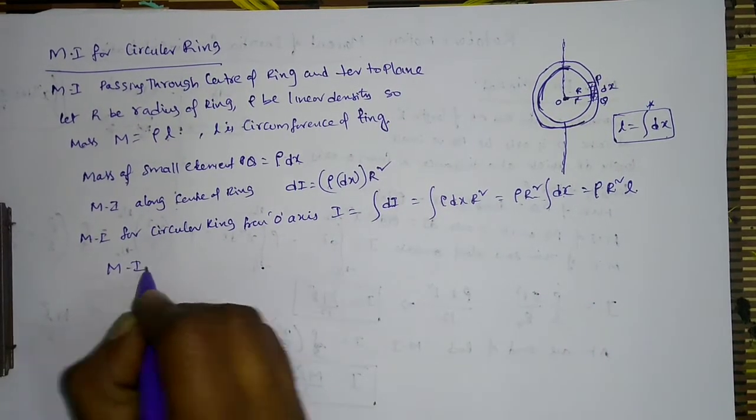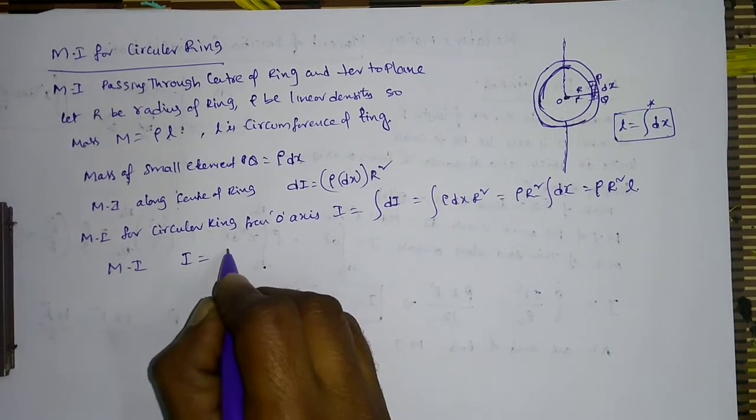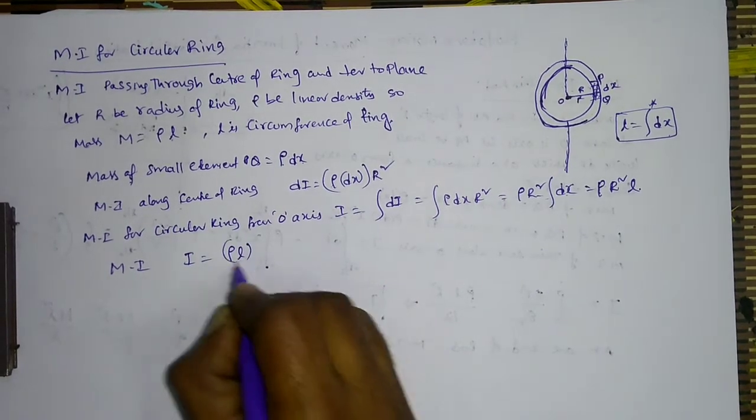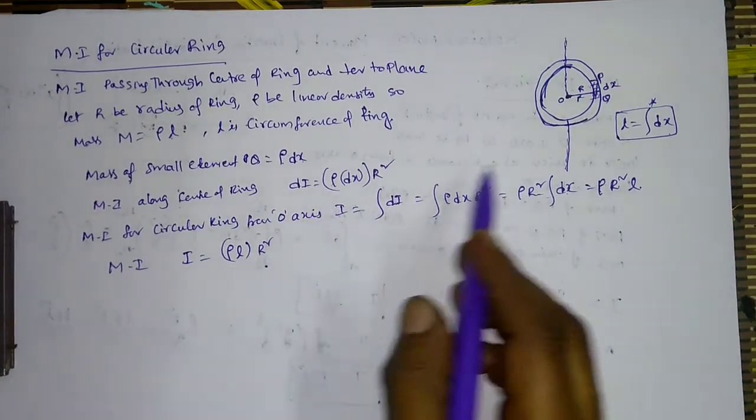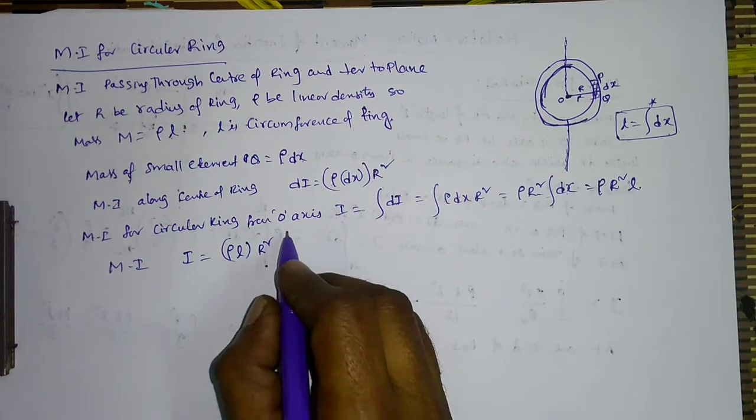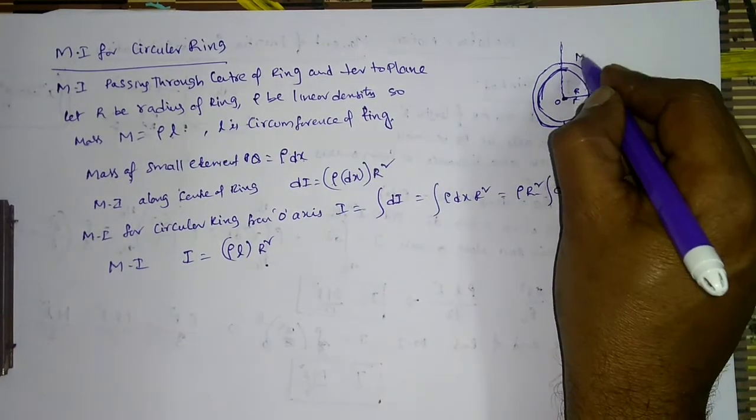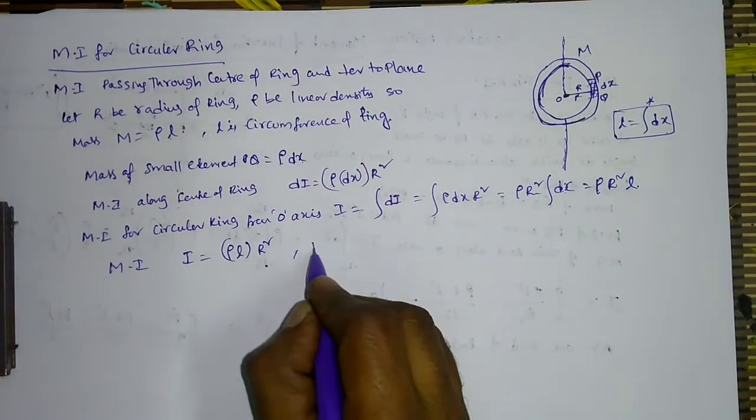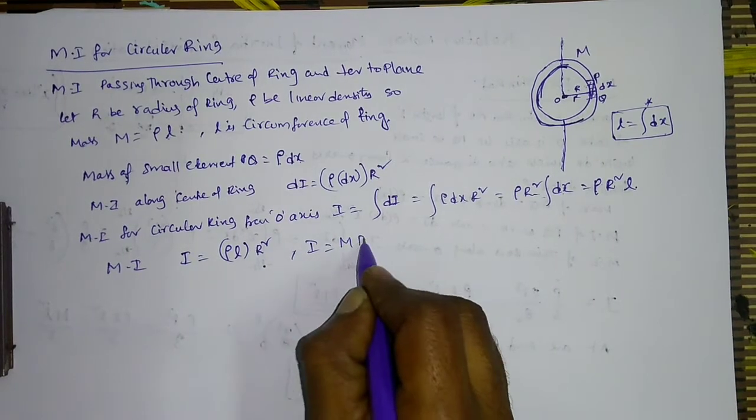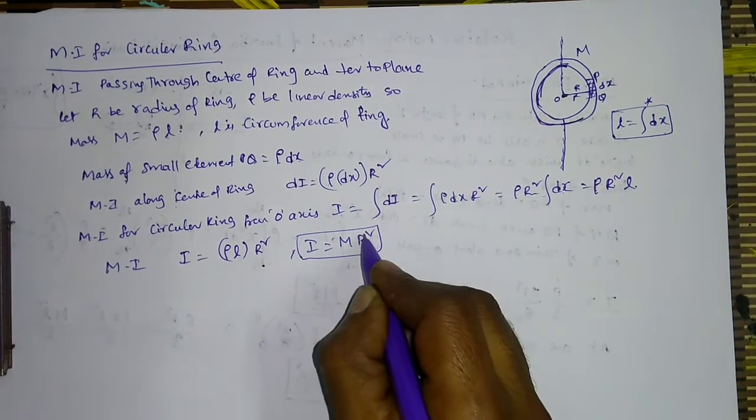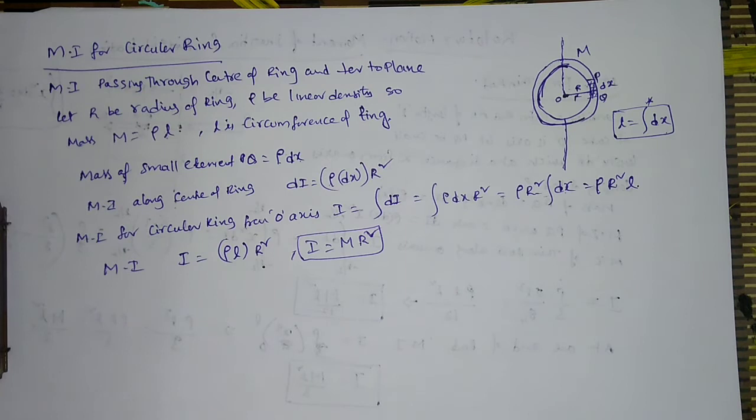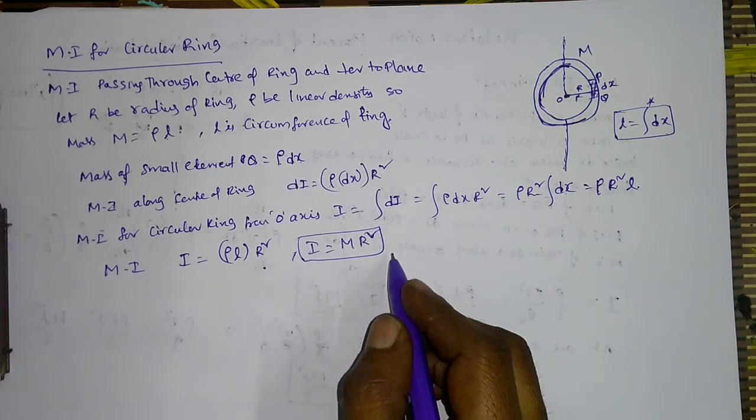As we know, rho into L is nothing but mass. Therefore, the moment of inertia I is equal to rho L into R square. But rho into L is nothing but the total mass of the ring, that is capital M. So simply, the formula is I equals mr square. This is the formula for the moment of inertia of a circular ring perpendicular to the plane passing through the center of the ring. That is the moment of inertia for this point.